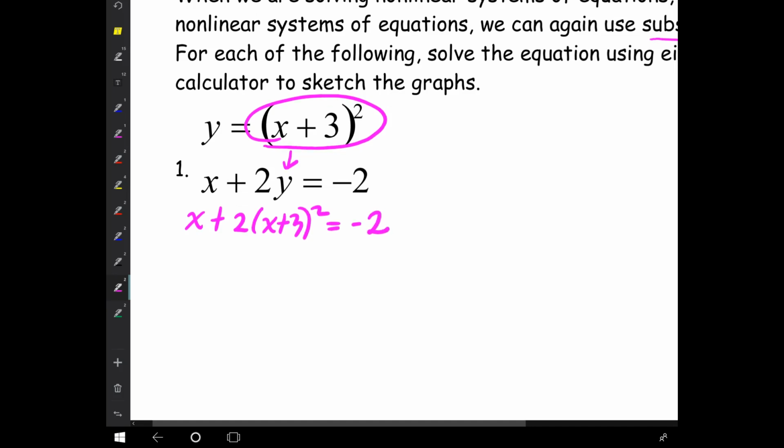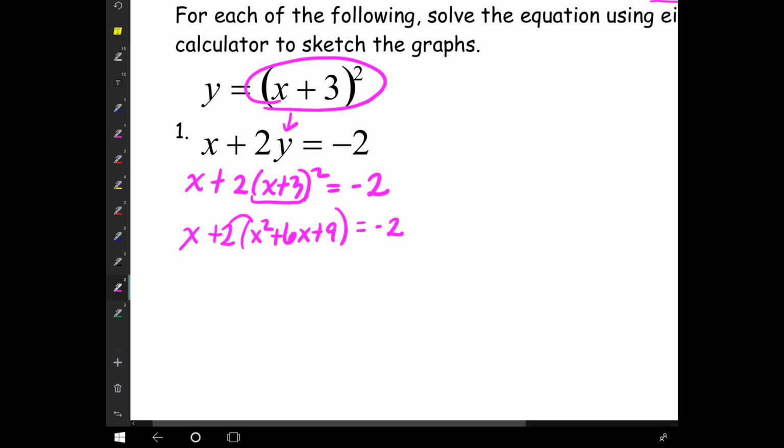Now think about your order of operations. Do we distribute the 2 in, or do we do the exponent first? Exponent. Exponent, parentheses, that comes before multiplication. So x plus 3 squared will turn into x squared plus 6x plus 9. And then we can apply that factor of 2 inside. So distribute the 2, and that gives us x plus 2x squared plus 12x plus 18 is equal to negative 2.